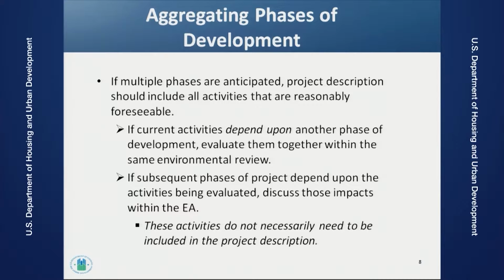So in some cases, you'll evaluate all phases together. That might be appropriate if the activities that are taking place at this point in time depend upon a later phase of activity being completed. If they're all intrinsically tied up together, that might be one project description. However, if the later phases may or may not follow, then you might want to consider those in separate environmental reviews. Those further phases might be indirect or cumulative impacts of the current phase, but they might not be within the same project description.